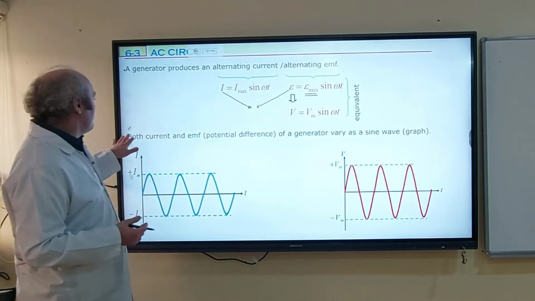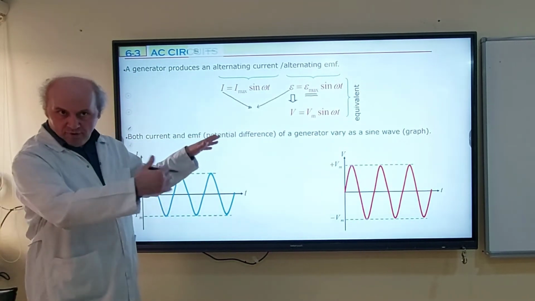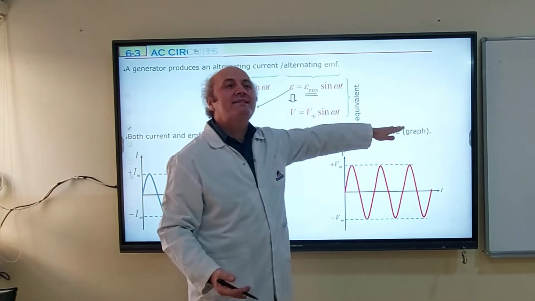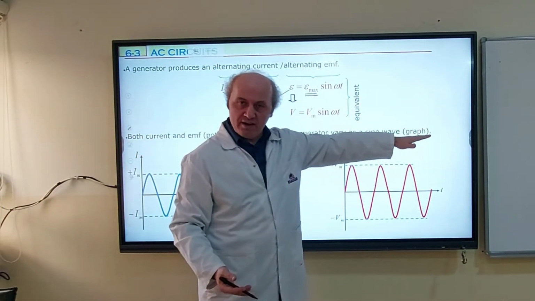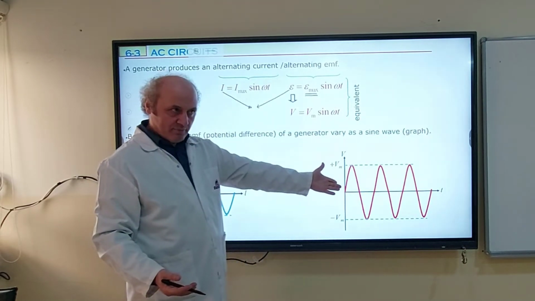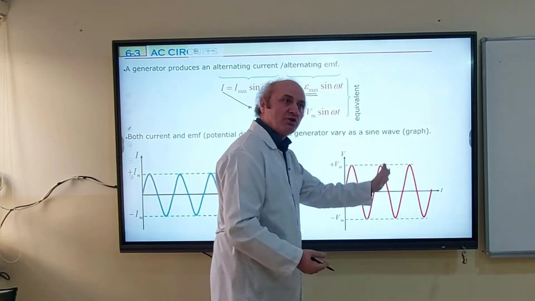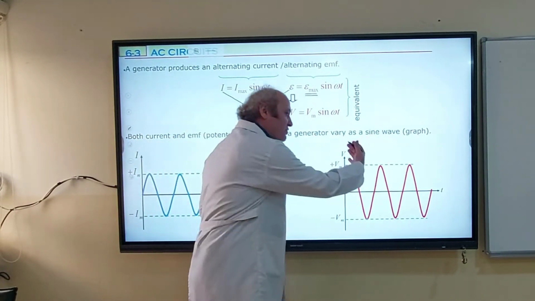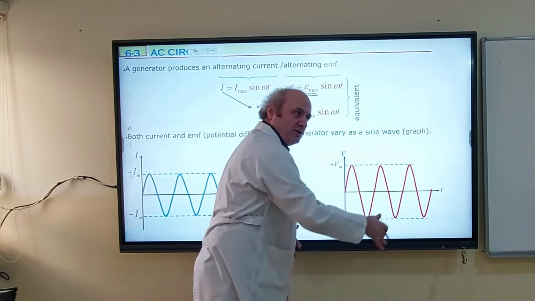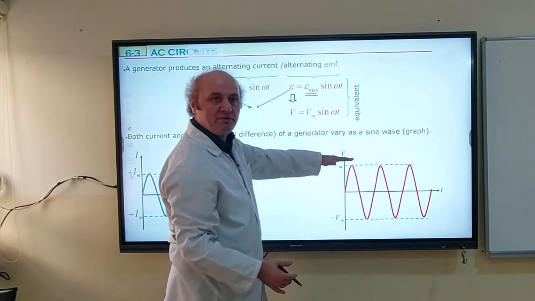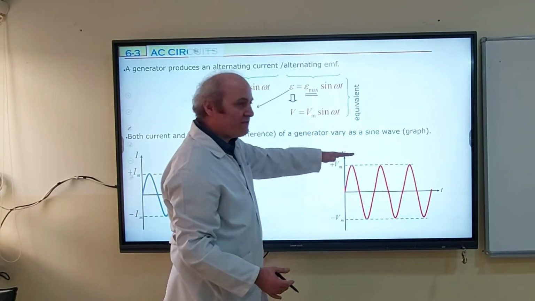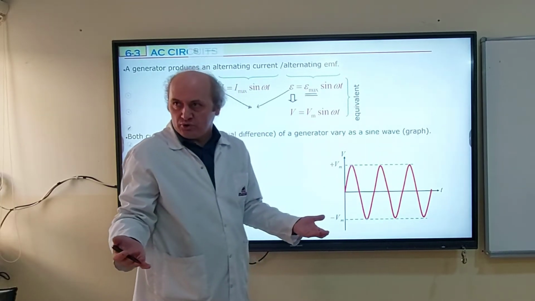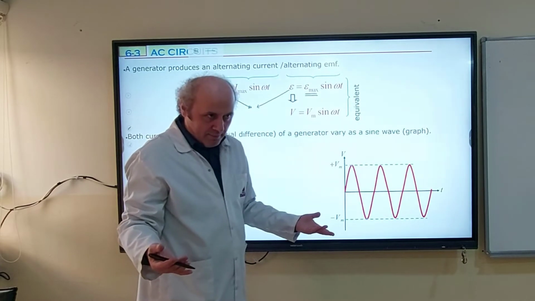And both current and EMF, from now on we will say potential difference of a generator, vary as a sine function, a sine graph. So maybe you remember this: the sinusoidal variation of the EMF of a generator. Now we will say the sinusoidal variation of potential difference. And it changes between two maximum values, positive V maximum and negative V maximum. And how can you calculate it? You know from section 2, V max.